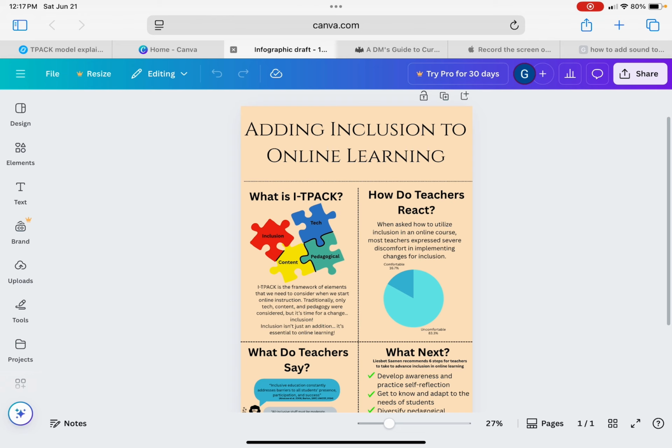In the very top of my infographic, I decided to add a title called Adding Inclusion to Online Learning. I think this title does a very good job at explaining what exactly it is that the audience is going to be looking at when they get this handout or see this poster on a wall. If I was to change anything, I would change the spacing on the side of the title.